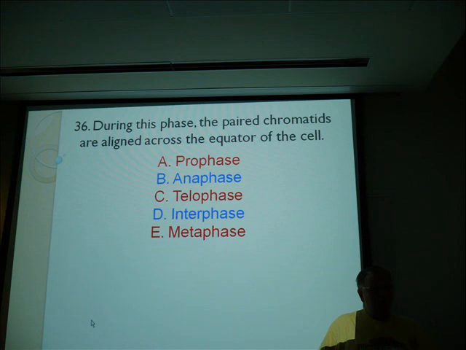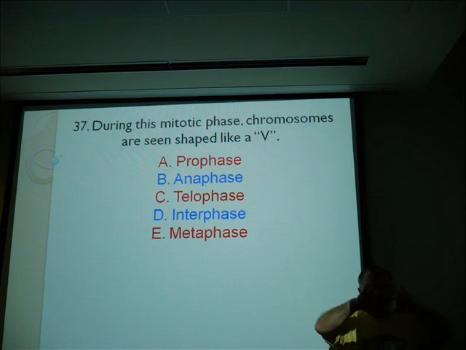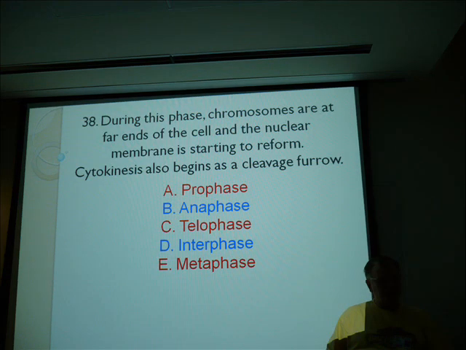If they're down the middle, that's going to be one thing. That's metaphase. And when they're being pulled apart, they take on that V shape. That's anaphase. The chromosomes are as far as they can get, but the key word is cytokinesis is starting. That's telophase.